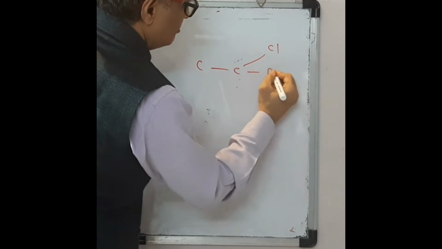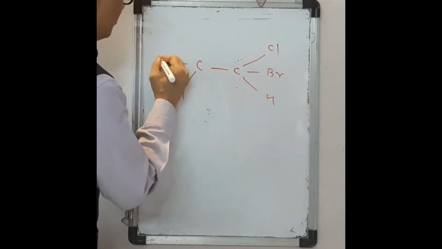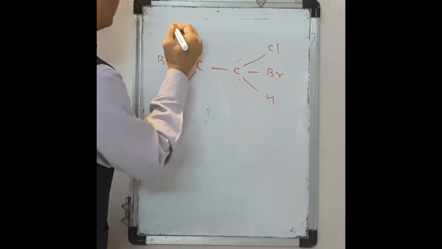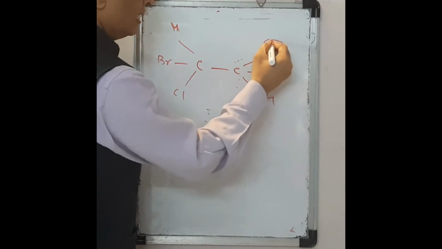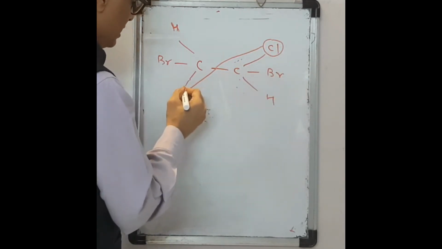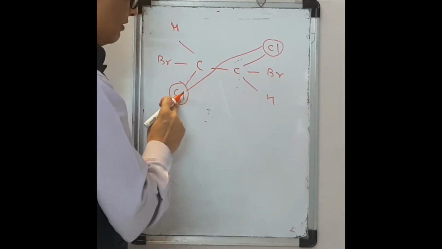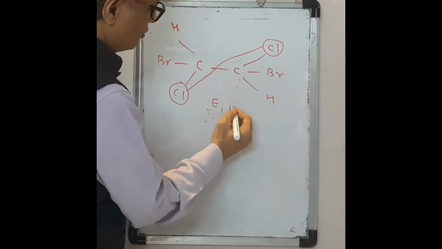This is Cl, Br, and hydrogen. This is 1,2-dichloro-dibromoethane. So here, if in a molecule a straight line is drawn from every atom to the center of the molecule and continued in the same direction, it encounters an equivalent atom at an equal distance. So this contains E and center of symmetry.